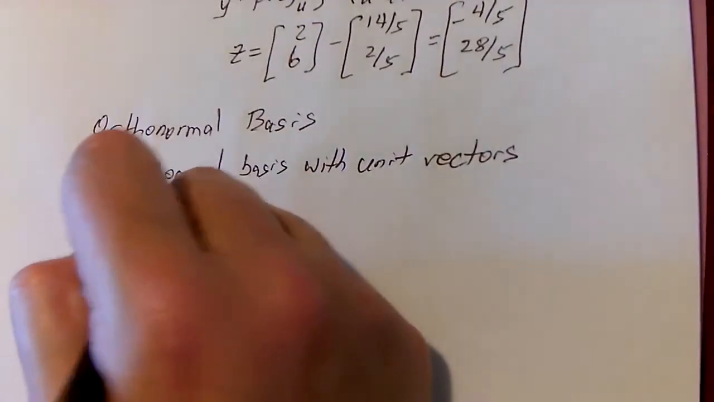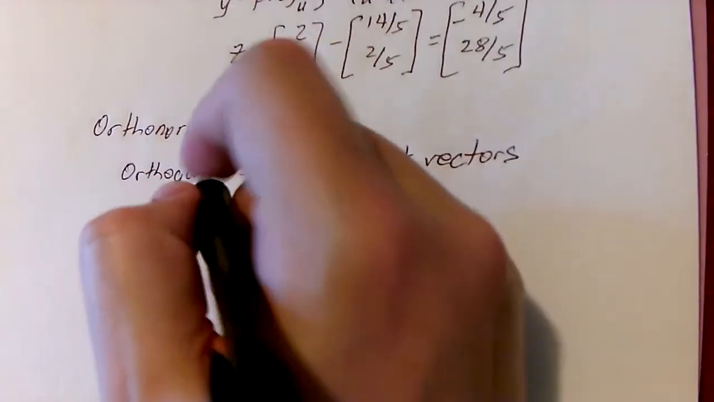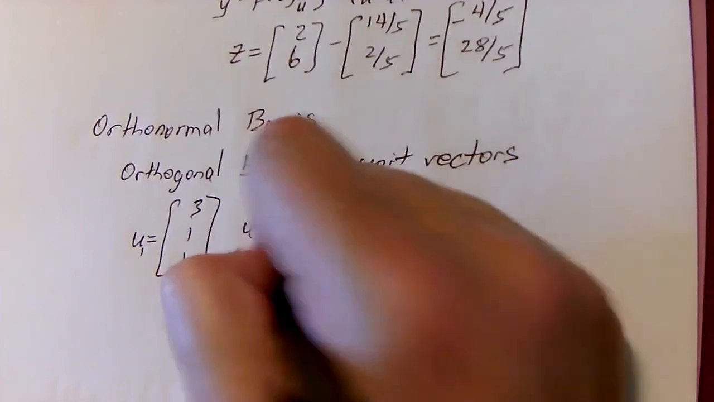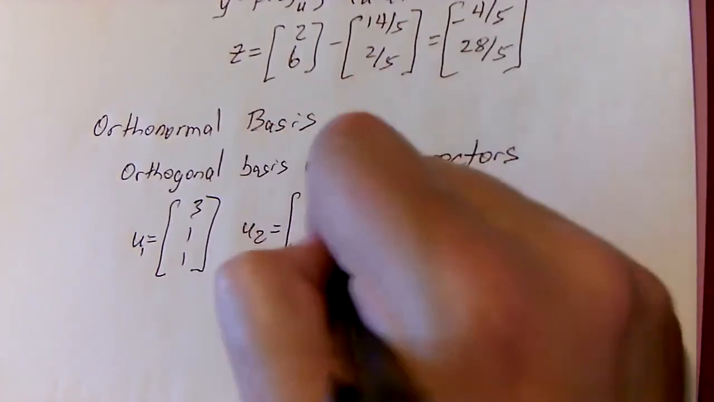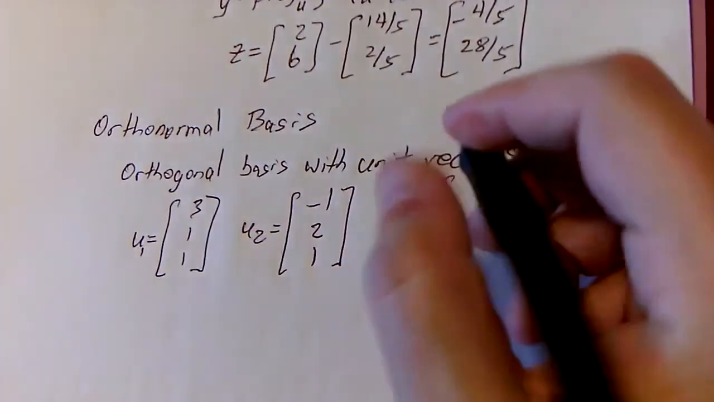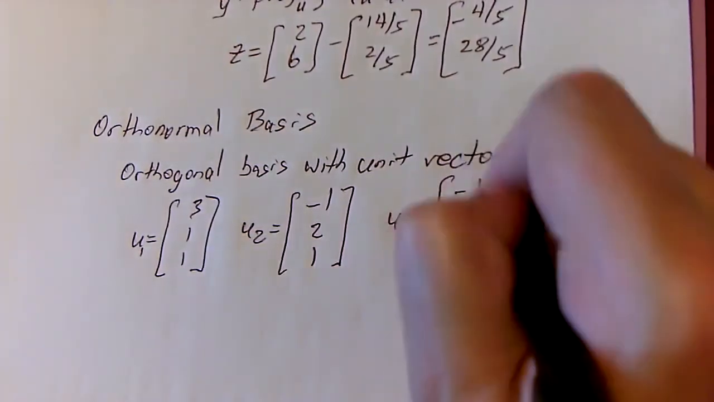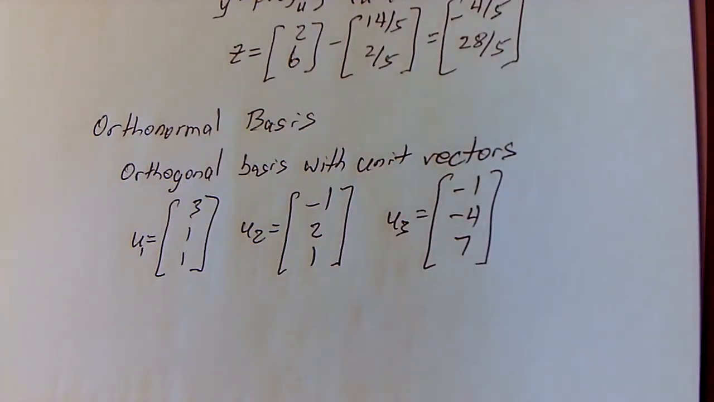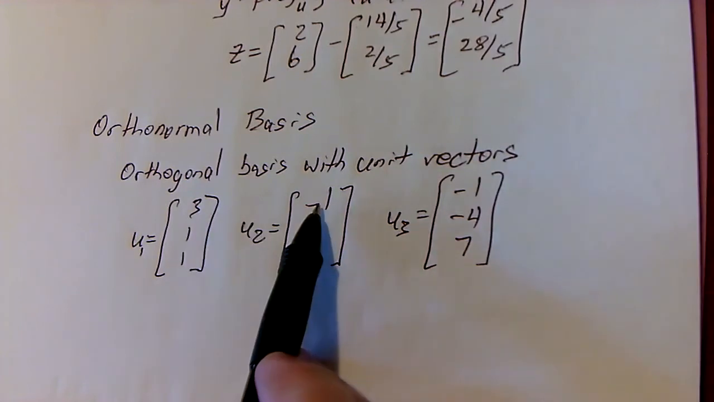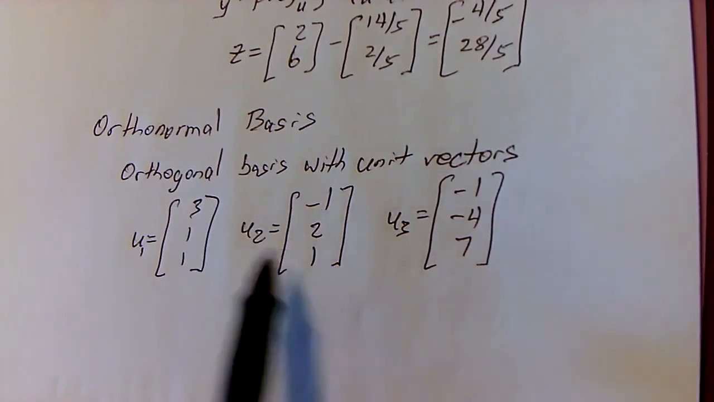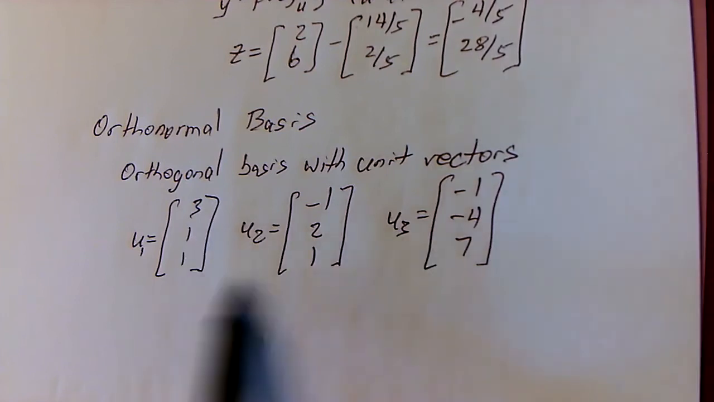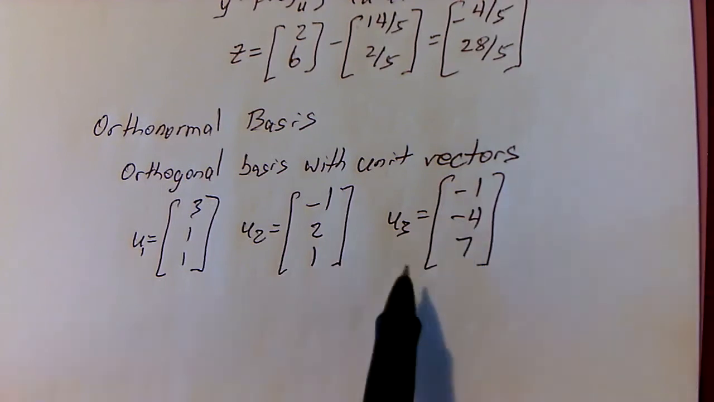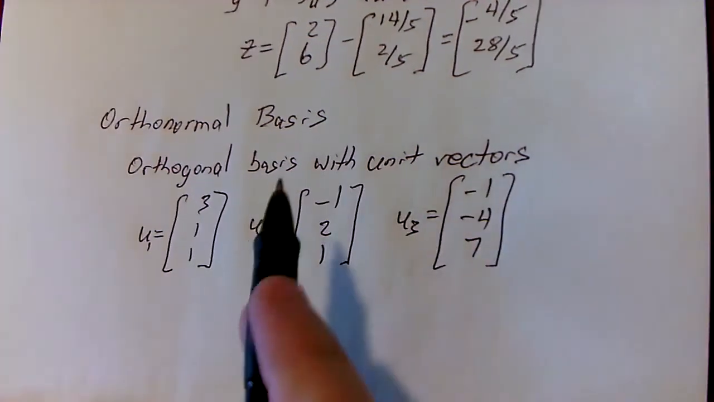So if I have 3 vectors here, u1 is going to be 3, 1, 1. u2 is going to be -1, 2, 1. And u3 is going to be -1, -4, and 7. So you could go through here and make sure that these are orthogonal, right? I've got -3, 2, and 1 is going to make 0. -3, -4, and 7 makes 0. u2 and u3, then I've got 1, -8, and 7 also makes 0. So this is an orthogonal basis, okay?